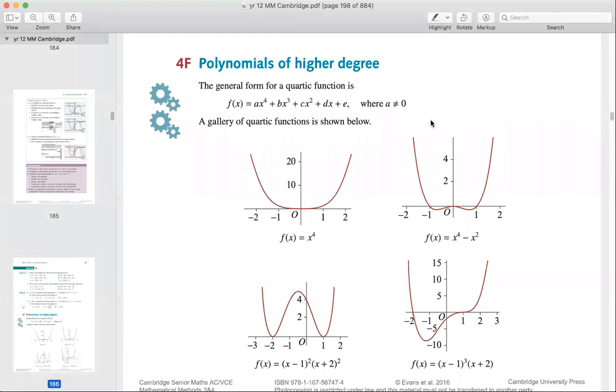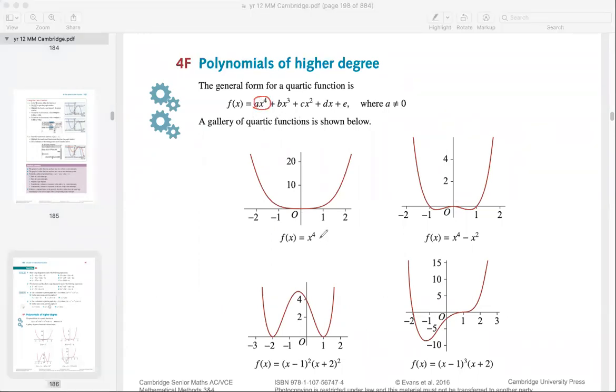4F, polynomials of higher degrees. Once we know cubic, we can create by ourselves. But another most important one is quartic, so the power of 4. And this one is the general shape. This one and this one are a little bit different, but still it's power of 4. And we can see that because it has a point of inflection shape, like this one.